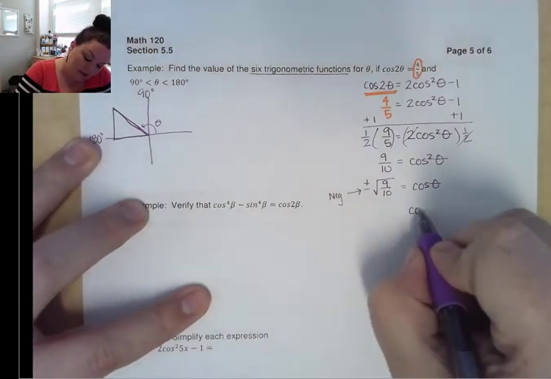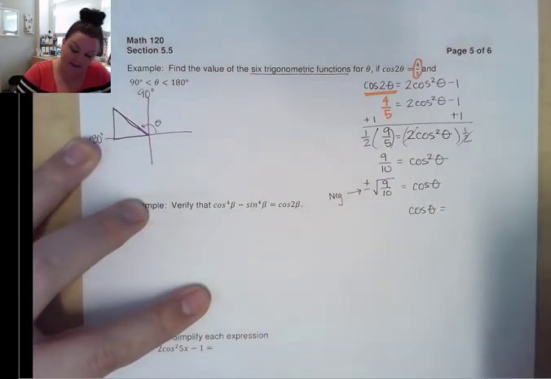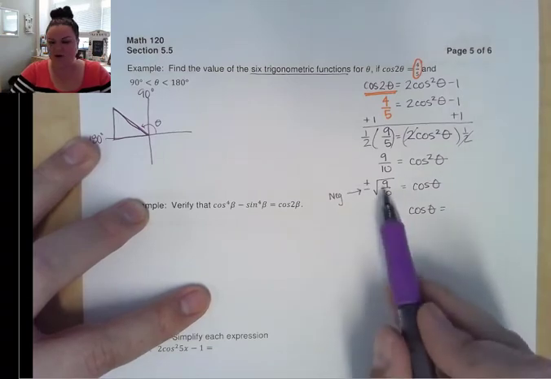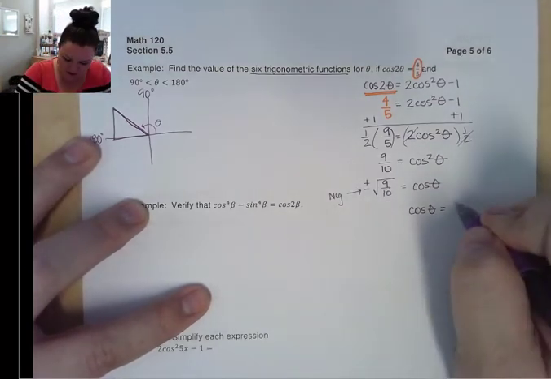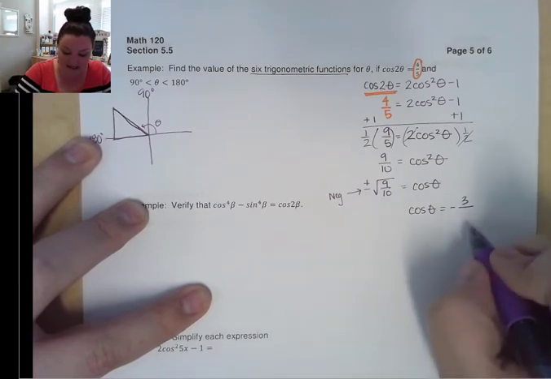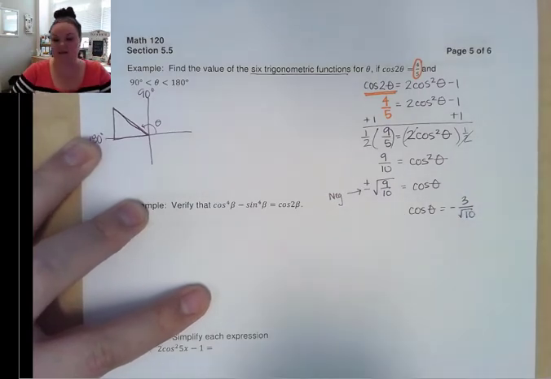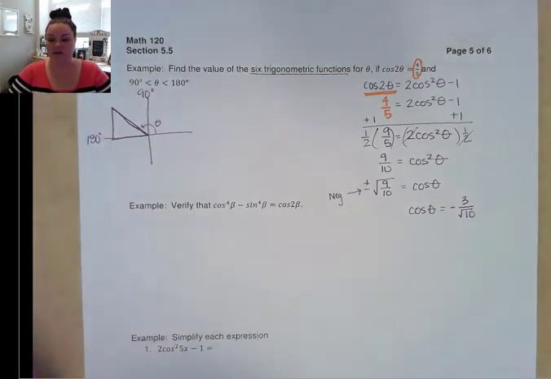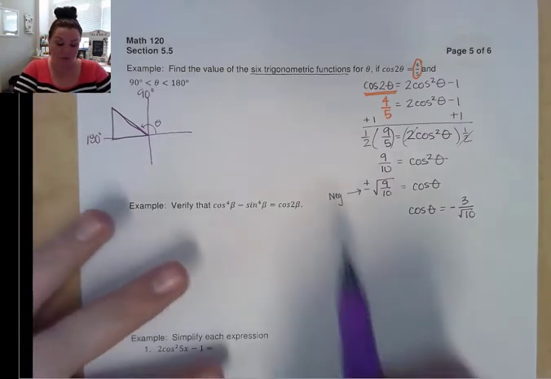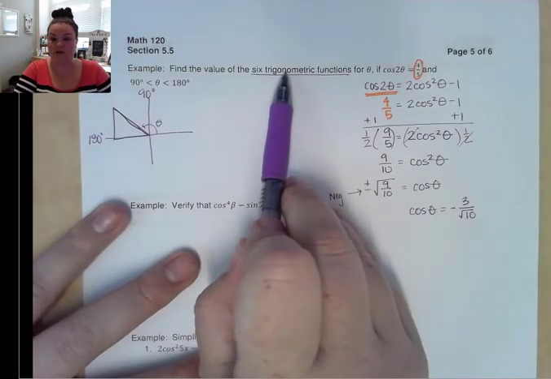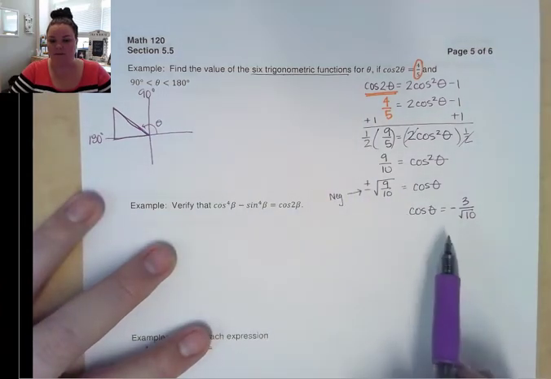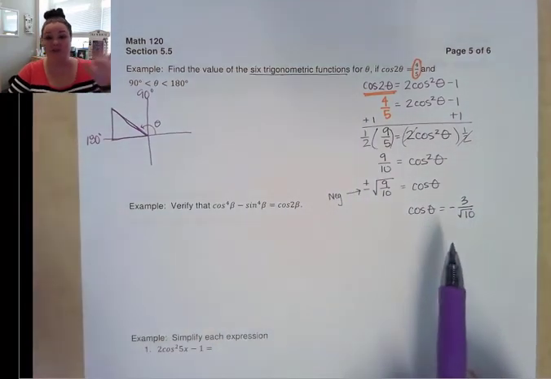So that means that cosine theta is equal to, now the square root of 9 I can simplify. That's just 3, right? And on bottom, square root of 10 does not simplify, so I'm just going to leave it as the square root of 10. Okay, so I end up with the cosine of theta is equal to negative 3 over root 10. So that gives me one of my trig functions, right? But I also need to come up with the other 5 trig functions.